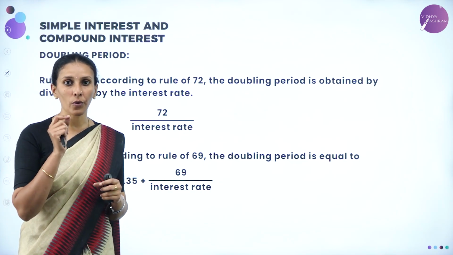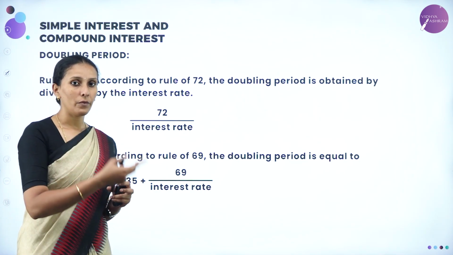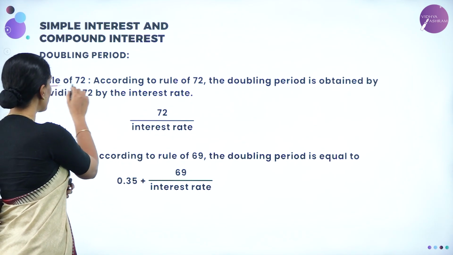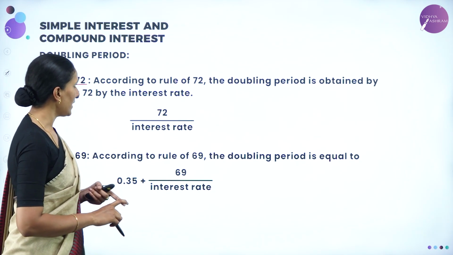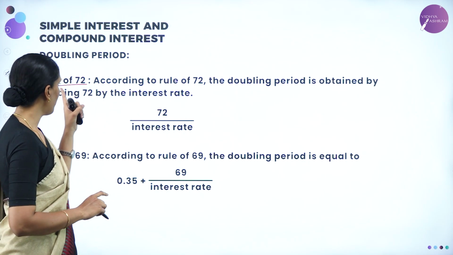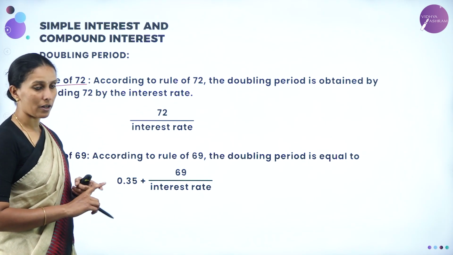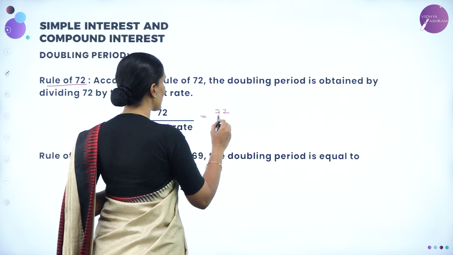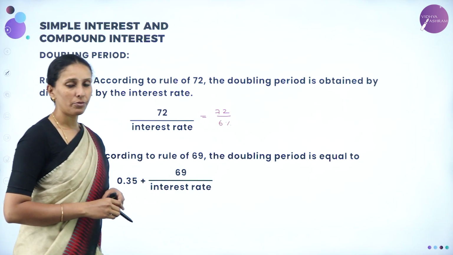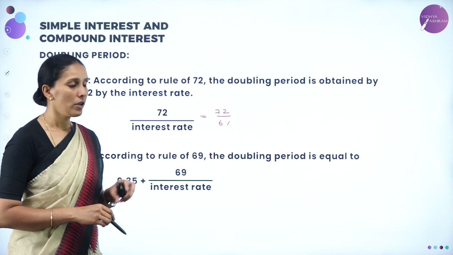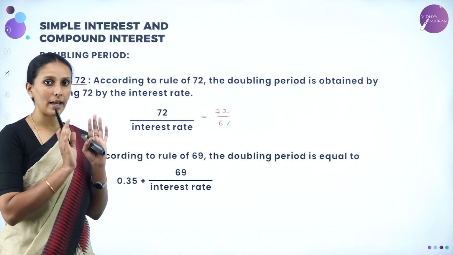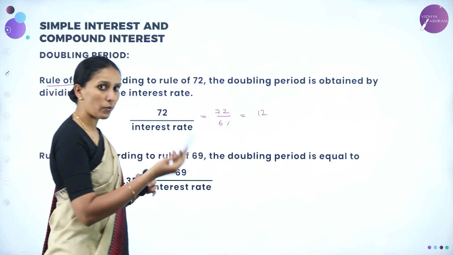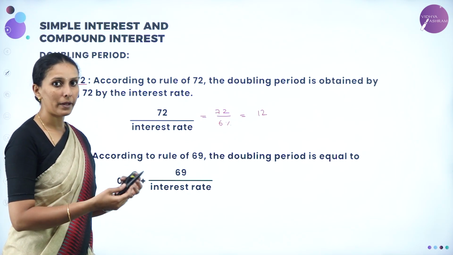So we have two rules to identify the number of years after which the investment will be doubled. The first one is the rule of 72. The rule of 72 says the doubling period is obtained by dividing 72 by the interest rate. For example, if your interest rate is 6%, then you need to divide 72 by 6. You're not converting into decimal, you're just considering it as a number, 72 divided by 6. So here the answer will be 12. So after 12 years, a certain value will become double.